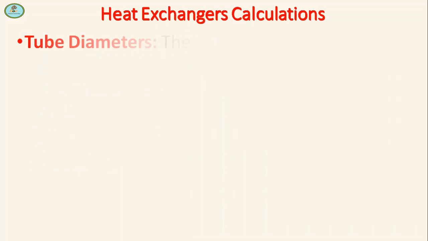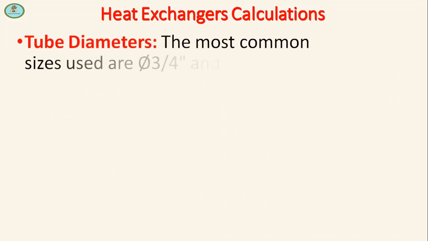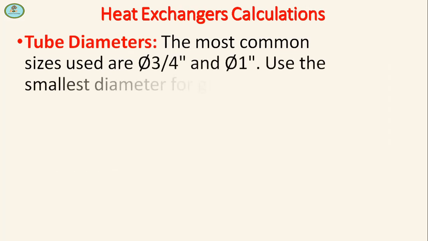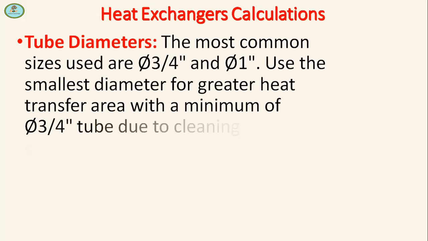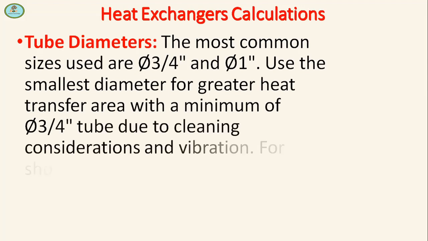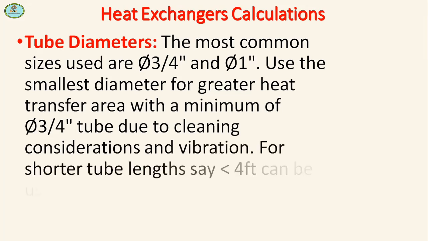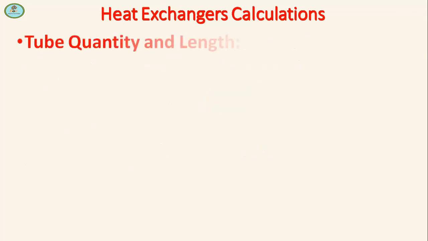Tube diameters. The most common sizes used are 5/8, 3/4 and 1 inch. Use the smallest diameter for greater heat transfer area with a minimum of 3/4 inch tube due to cleaning consideration and vibration. For shorter tube lengths, say less than 4 feet, 1/2 inch tubes can be used. Tube quantity and length.